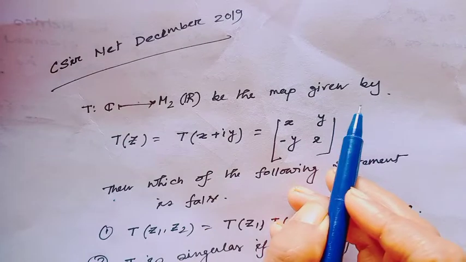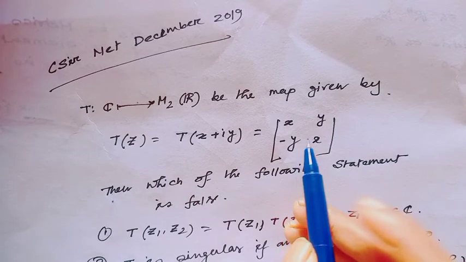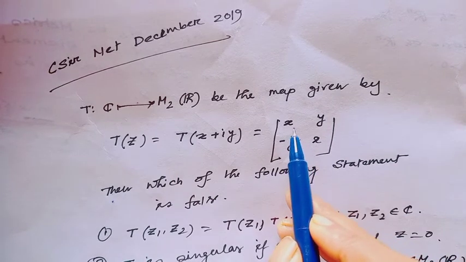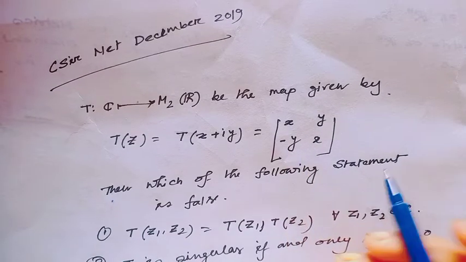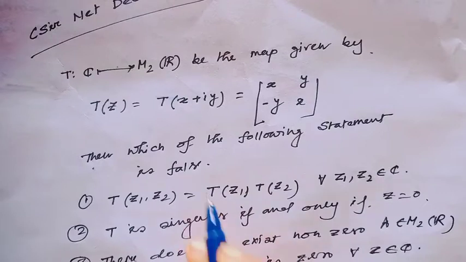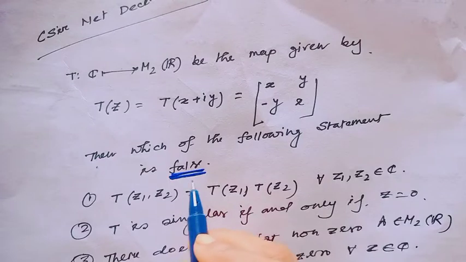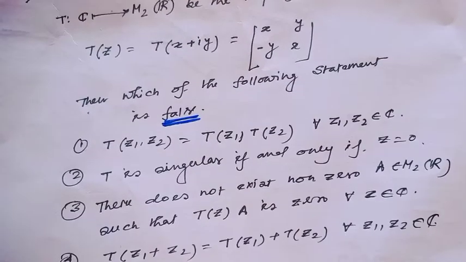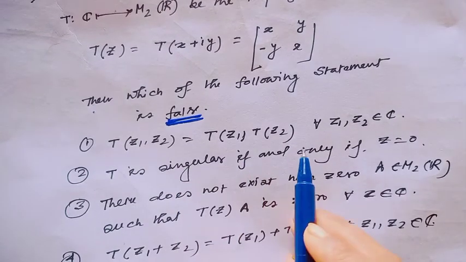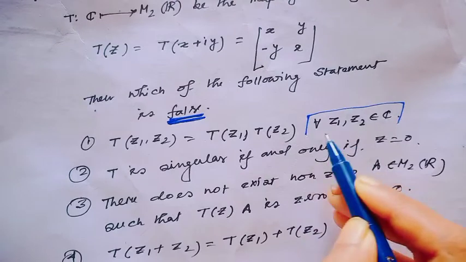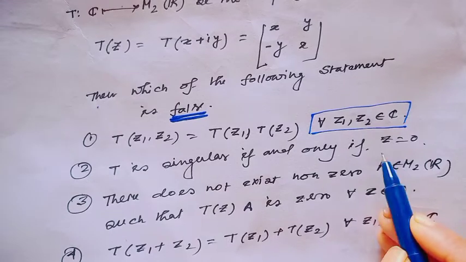Consider this to be a map given by T of z equal to T of x plus iy equal to the matrix whose diagonal is x, x and off diagonal y, minus y. Then which of the following statements is false? Option 1, T of z1 z2 equal to Tz1 times Tz2 for all z1, z2 belongs to complex numbers. Option 2, T is singular if and only if z equal to 0.